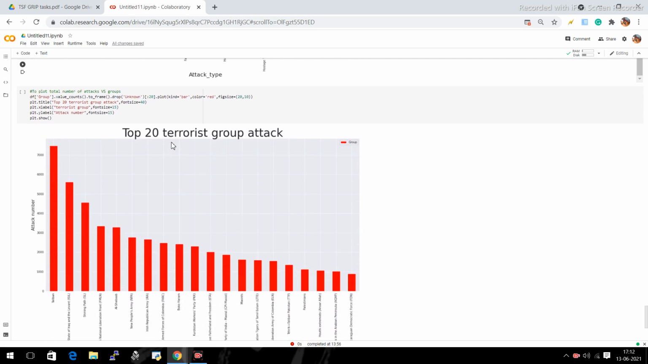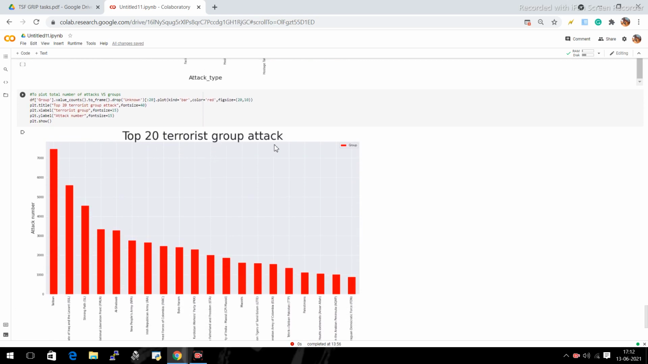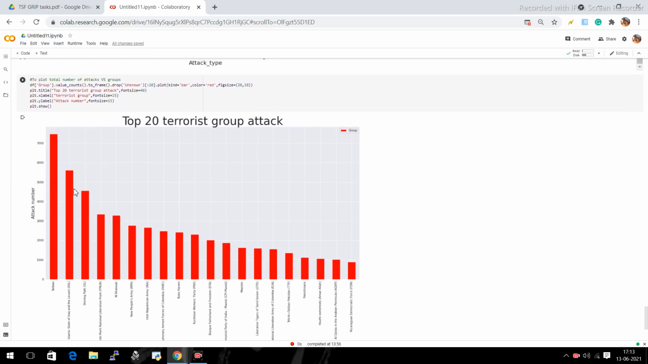Now moving forward, to find the top 20 terrorist group attacks, we have used this piece of code. We have dropped all the unknown values and we have considered only the values given. Now from this graph we can predict that the most number of attacks were due to the terrorist group Taliban.